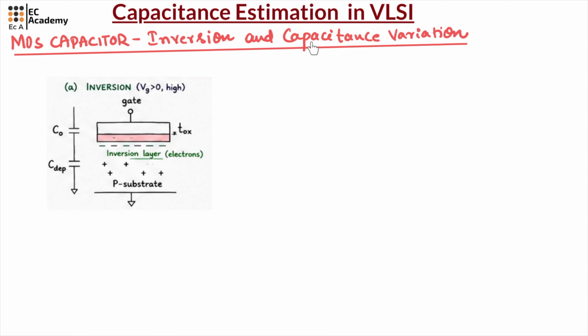Now, let us understand inversion and capacitance variation. When we give a high positive voltage, which is Vg greater than 0, across the gate, we enter the inversion mode. When Vg is very high with a positive value, the negative electrons are pulled to the surface, creating the inversion layer, which is an N-type channel. Electrons form a thin layer at the surface. Therefore, an N-type channel is formed.